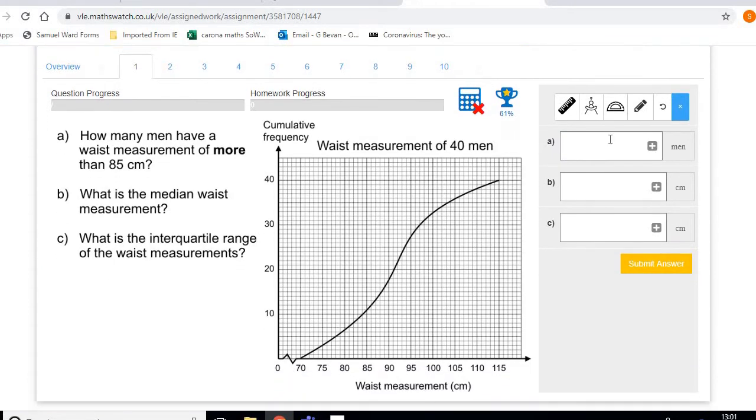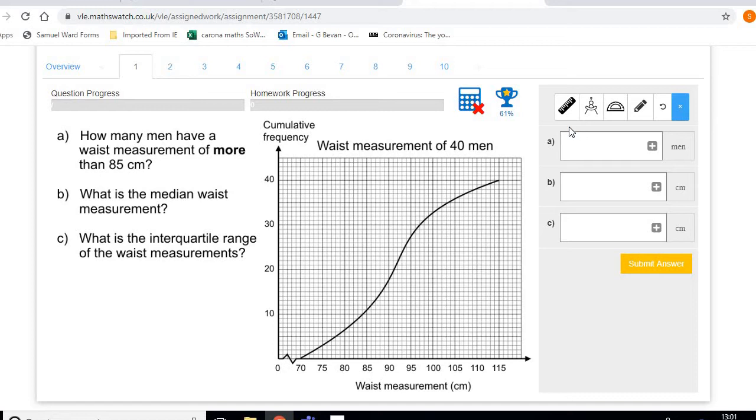So we've got a cumulative frequency graph of waist measurements of 40 men. With cumulative frequency, we always have this ascending curve, always drawn freehand, and it's basically a running total of all the frequencies, of all the people and their waist measurements. So the very top of the line here should be equal to the total frequency, which is 40. So we want to know how many have more than 85 centimetres.